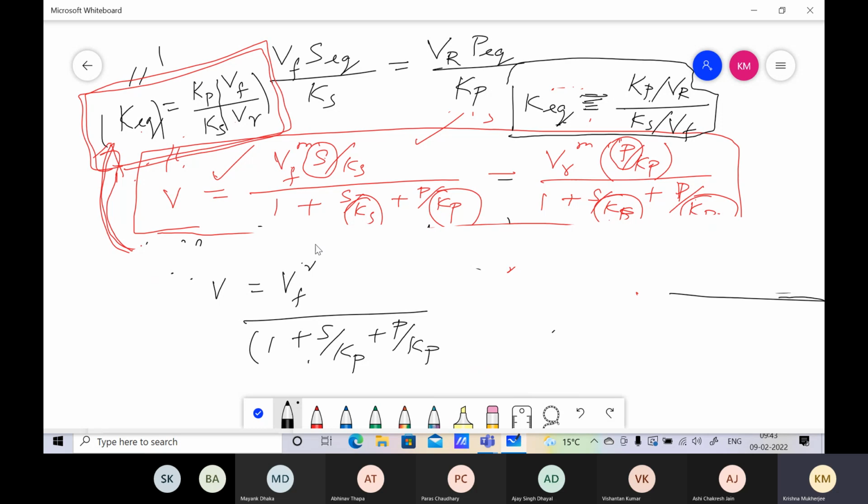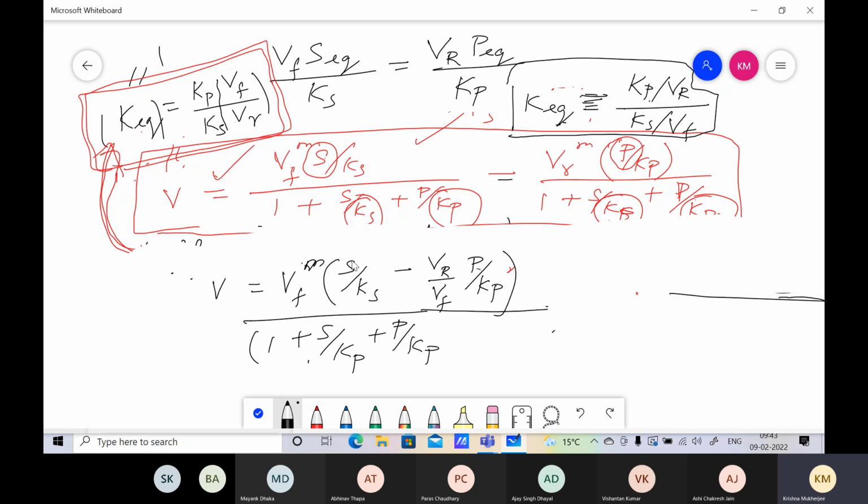So we took Vf constant out. If we take Vf out, what remains inside? Vf max S by Ks minus, let us do it like that, VR by Vm, Vf, P by Kp. Now simplify this, the term within brackets.